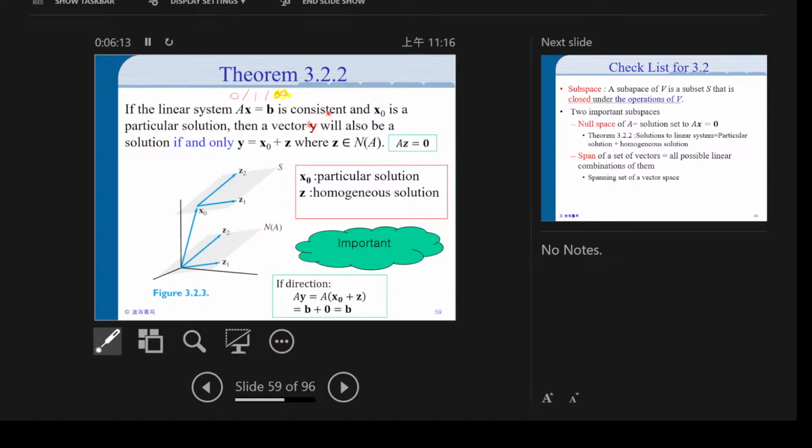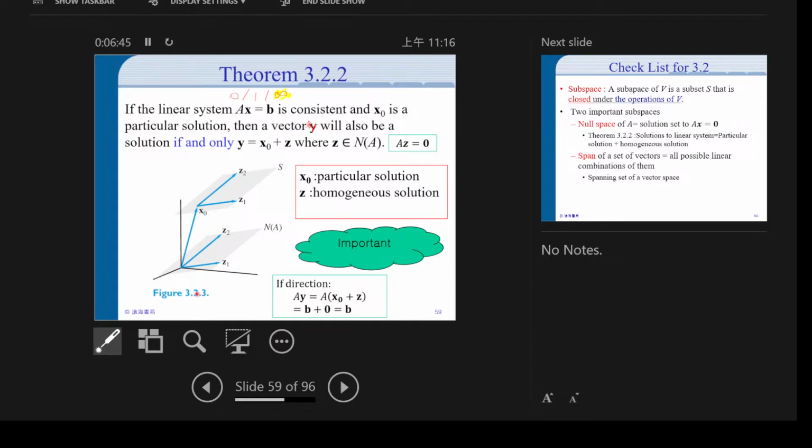We don't have a full proof of this theorem. I guess the proof is not too hard, and we only prove one direction, the if direction. If y equal to x0 plus z, we prove that Ay equal to b. You can just write it out: Ay equal to A times (x0 plus z). Ax0 equal to b, and Az equal to 0, and you have b plus 0, which is back to b.